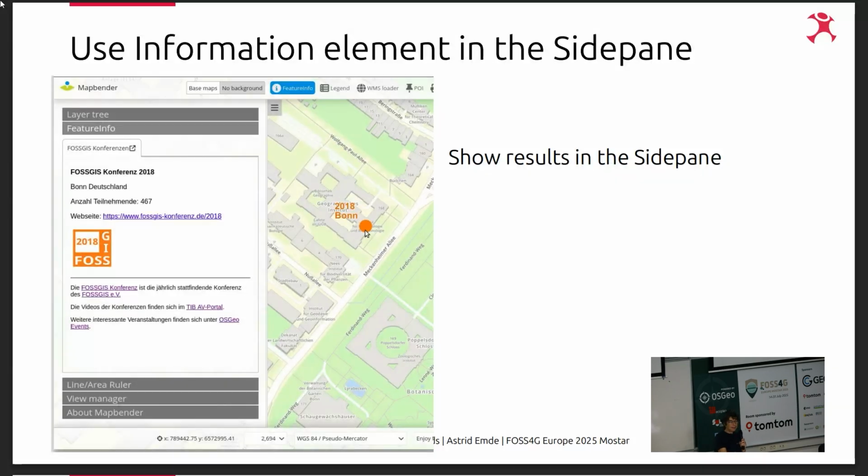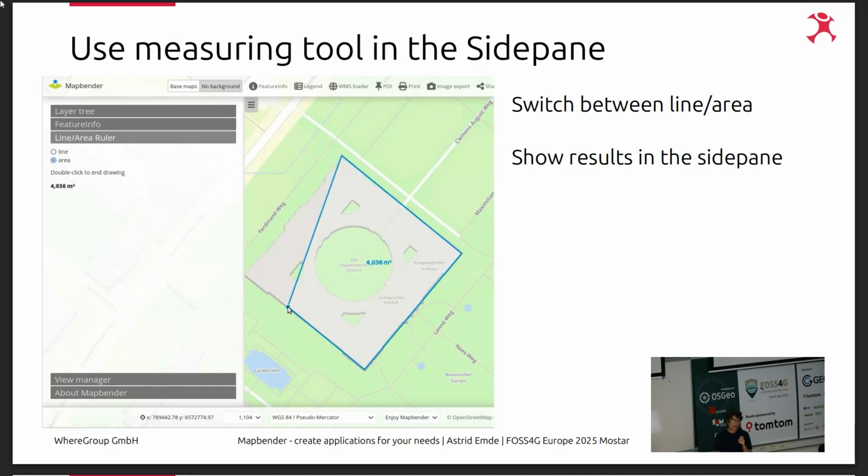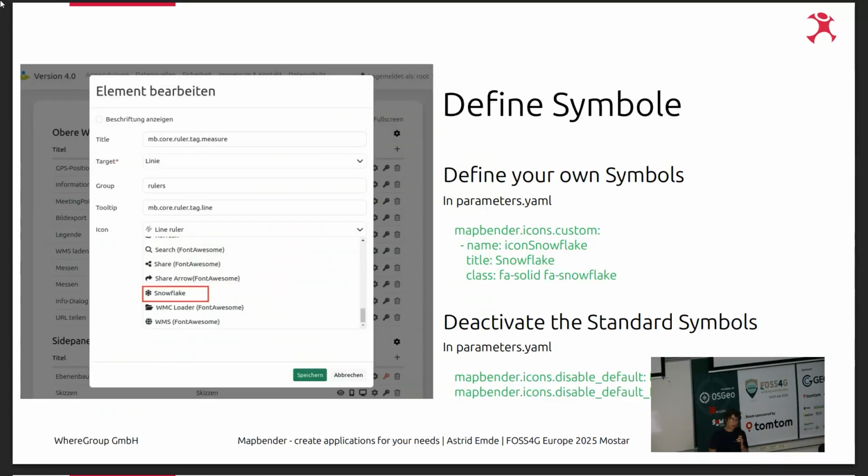For example, here you have the information for an object. This is feature info from WMS, and you can provide this information in the side pane and find out about the objects that you added to your application. Here you see again this measure functionality. You can also add it to the side pane, and you can measure lines or areas, and then if you want, you can print the result.